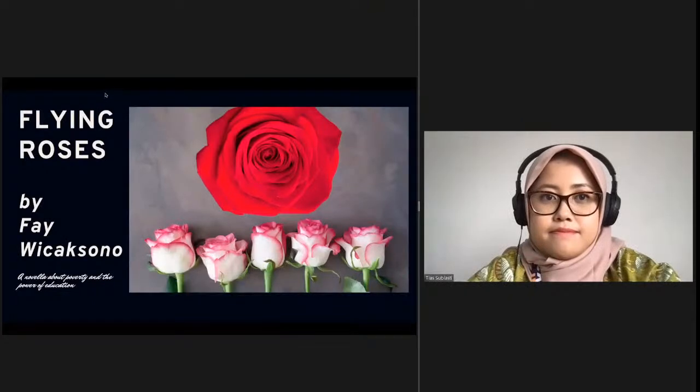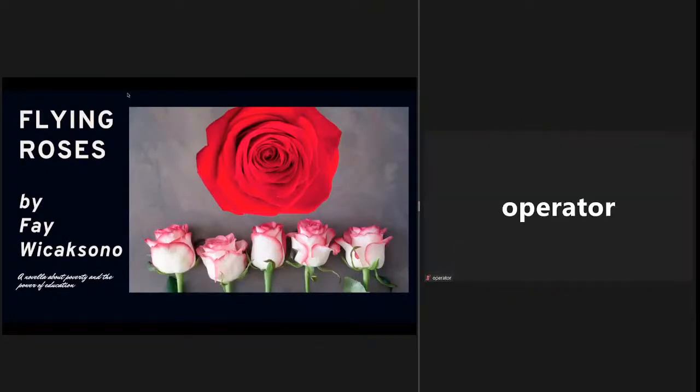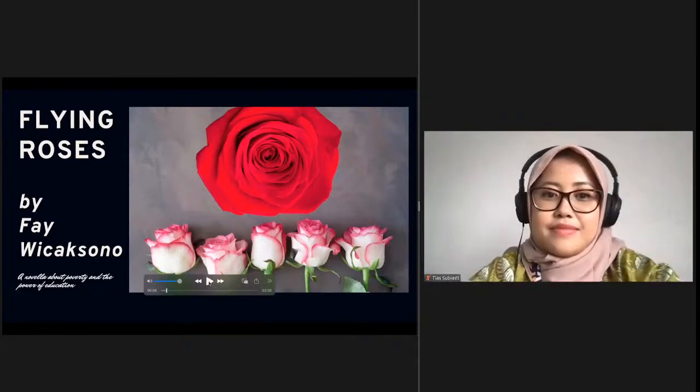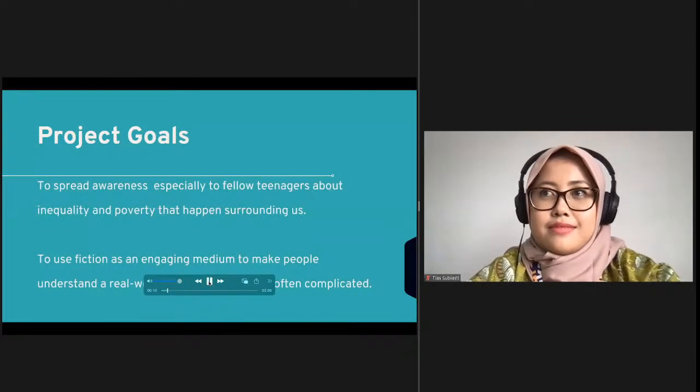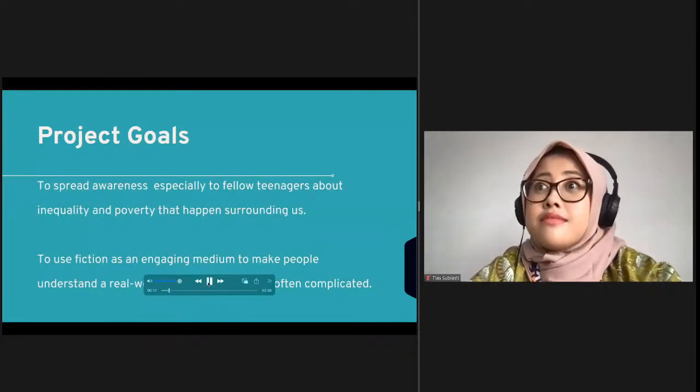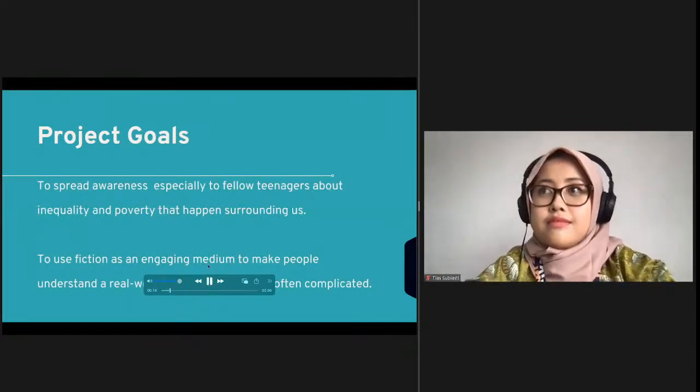Good afternoon, I'm Faye. I would like to tell you about my Culminating project, a novella about friendship, poverty, and inequality, titled Flying Roses. The project goals are first, to raise awareness about inequality and poverty that happen surrounding us.